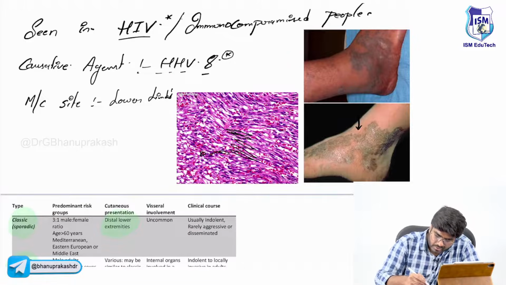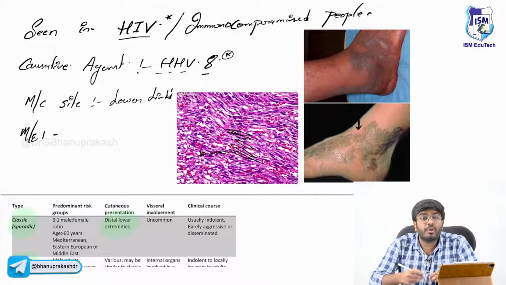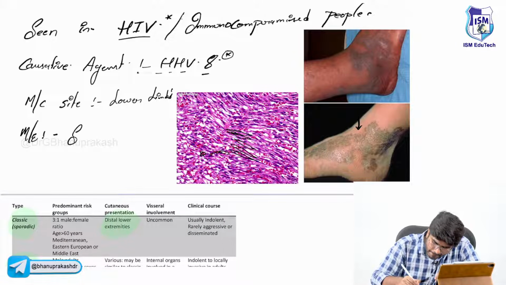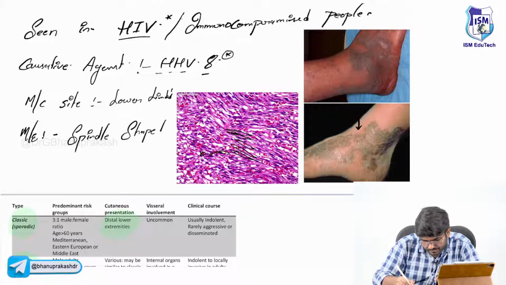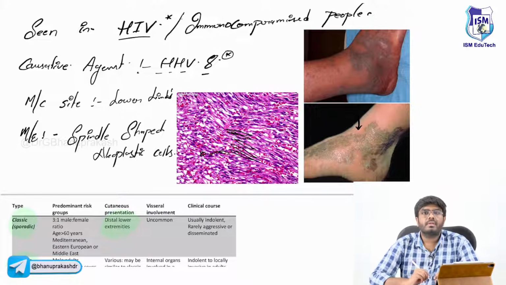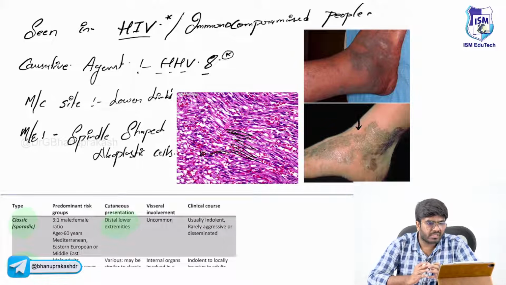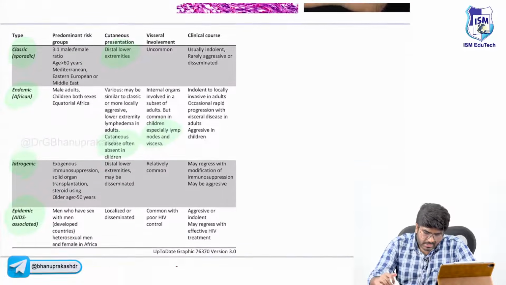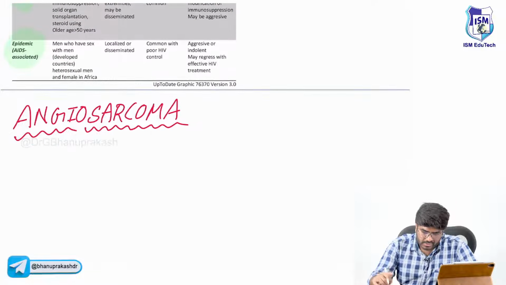So on microscopy, what will you see? On histology, there are spindle shaped neoplastic cells present. Along with the RBCs and blood vessels, spindle shaped cancerous cells are going to be seen, sir. That's the important point about Kaposi's sarcoma. Okay, it's not needed for you.